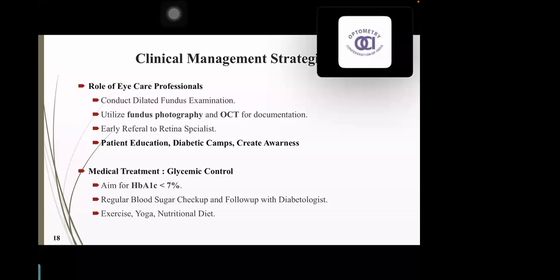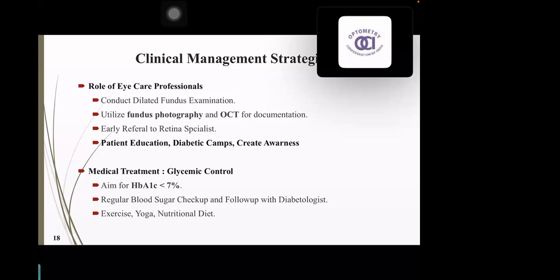First is regular eye examination. Every diabetic patient should undergo a comprehensive dilated fundus examination at least once a year. For patients with known retinopathy, more frequent follow-up may be needed. Modern imaging techniques such as fundus photography and OCT are extremely valuable for documentation and monitoring progression. So optometrist plays a major role in early detection through the screening programs. If you detect any sign of diabetic retinopathy, even mild NPDR, it's important to refer the patient to a retina specialist immediately. Early referral allows for a timely intervention before irreversible vision loss occurs.